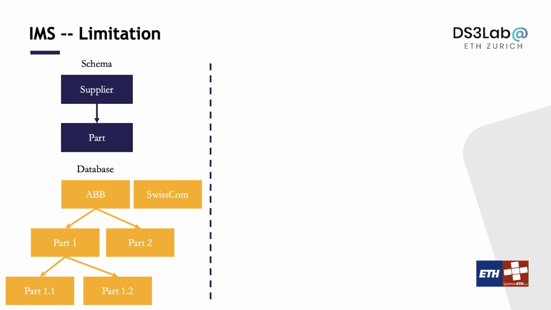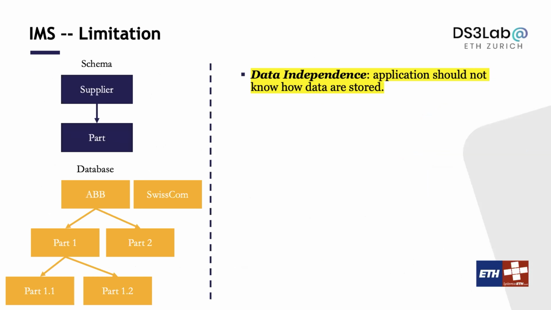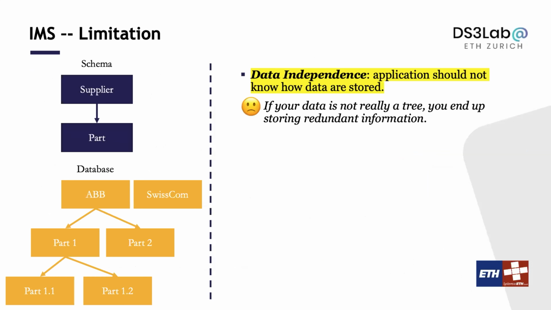So let's look at the limitations of the hierarchical model. Let's revisit all those properties we want. Data independence: we don't really have that, because here we are assuming my data is a tree. So it is organized in a way that's predefined, and whenever I'm building an application, I need to use that piece of information.